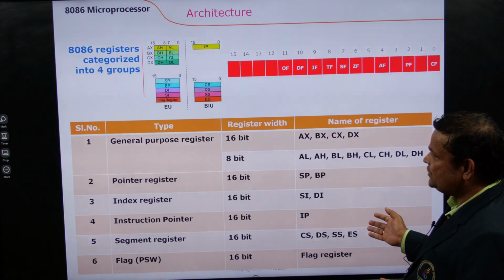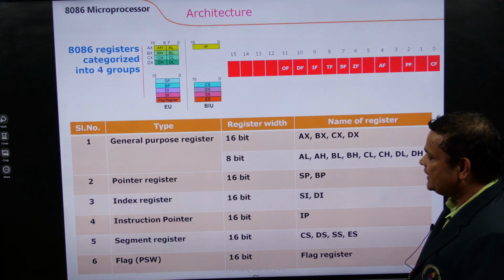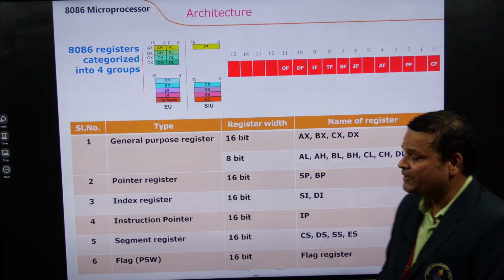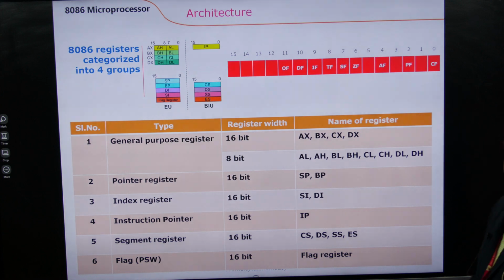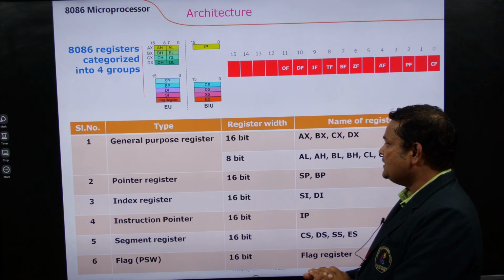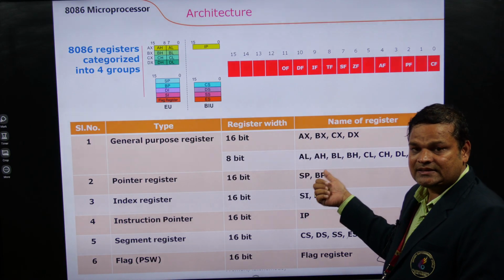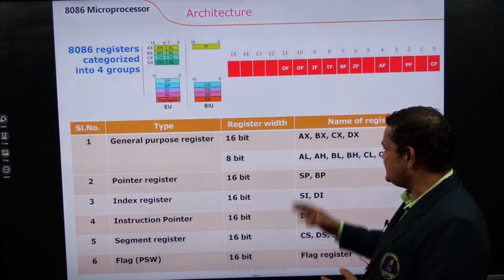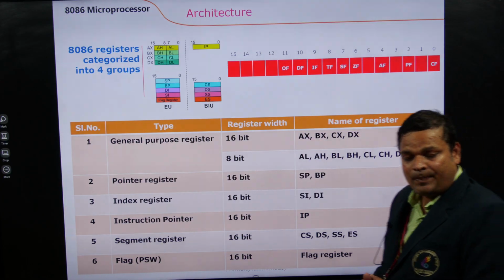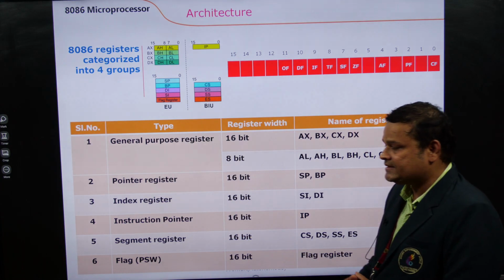The execution unit consists of various registers. These registers are categorized into basically 6 types. The first is the general purpose registers, which are used for the processing of data. We have basically four 16-bit registers: AX, BX, CX and DX. These registers can also be used as 8-bit registers: AL, AH, BL, BH, CL, CH, DL and DH. Apart from general purpose work, these registers have some special functions which will be discussed further.